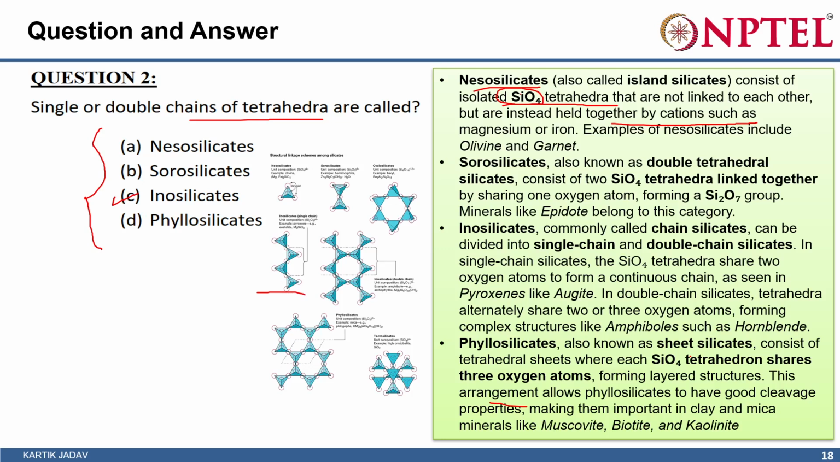And phyllosilicates are known as sheet silicates, right? Generally they consist of tetrahedral sheets where each SiO4 tetrahedron shares 3 oxygen atoms, and this type of phyllosilicate is commonly found in clay soil, and it is very important because it contributes to a higher cation exchange capacity.